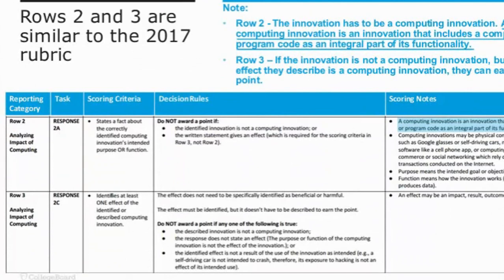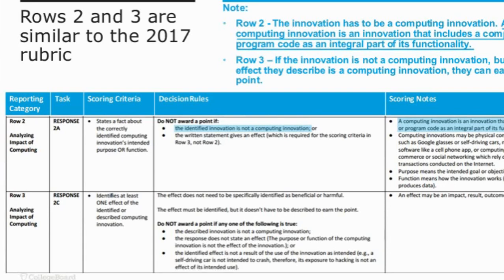Okay, row 2 and row 3 are very similar to the 2017 rubric. We will be penalizing students who do not choose a computing innovation for 2018. For 2017-2018, they have to choose a computing innovation. Not a lot of students, but some students chose just technology innovations, or they chose a science innovation. This is a computing class that has to have a computer somewhere and involve program code in order for them to get all of the points. If they do not choose a computing innovation, they will not be able to earn row 2 at all.